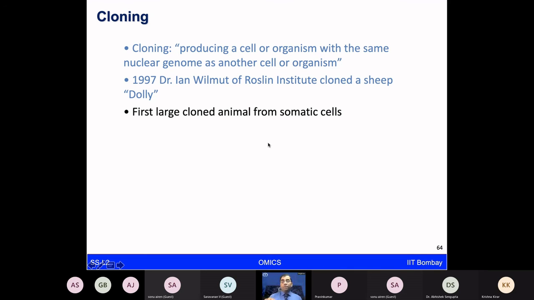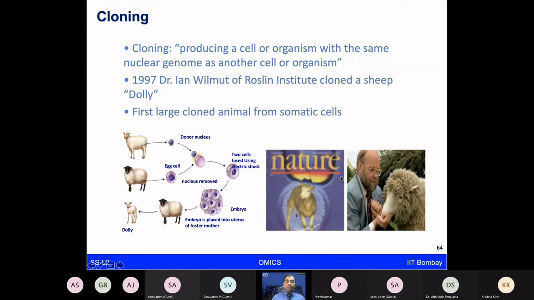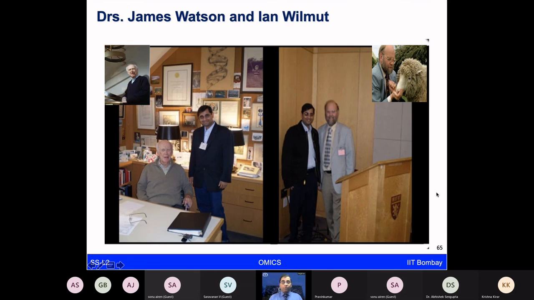It was actually the first large animal which was cloned from a somatic cell, which is a normal body cell, from a skin cell. And that was, of course, a big scientific fantasy come true, published in Nature, and it got a lot of highlights. So I'm sure you'll be happy to see those pictures.